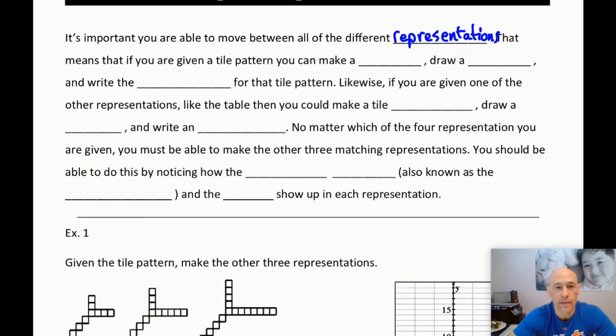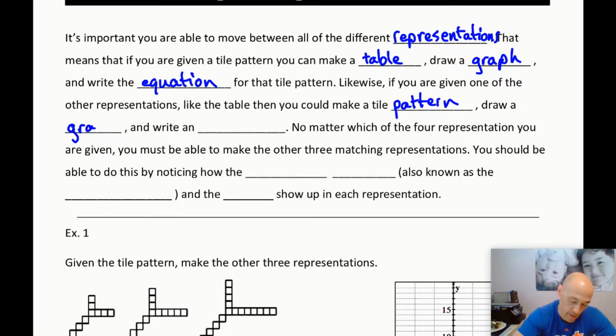That means that if you were given a tile pattern, you can make a table, draw a graph, and write the equation for that tile pattern. Likewise, if you're given one of the other representations, like the table, then you could make a tile pattern, draw a graph, and write an equation. So whichever one you're given, you need to be able to make the other three.